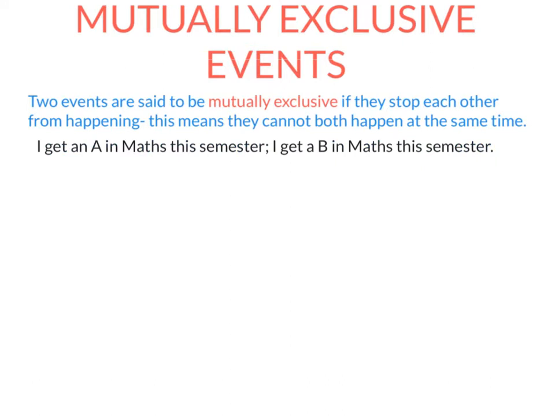So, for example, the events, I get an A in maths this semester and I get a B in maths this semester, they are mutually exclusive. And that's because they can't both happen. You can't get an A this semester and get a B this semester. If you get an A, you can't get a B. If you get a B, you can't get an A. You cannot have both of these happening at the same time.